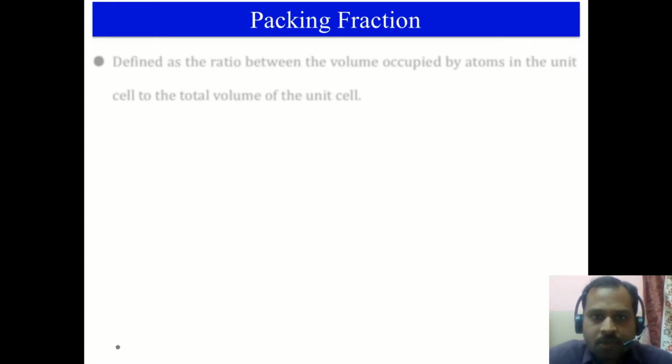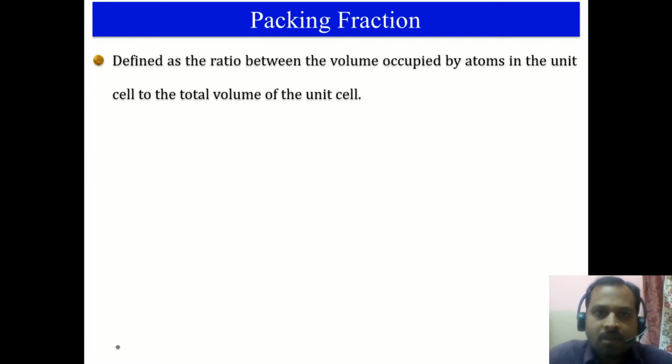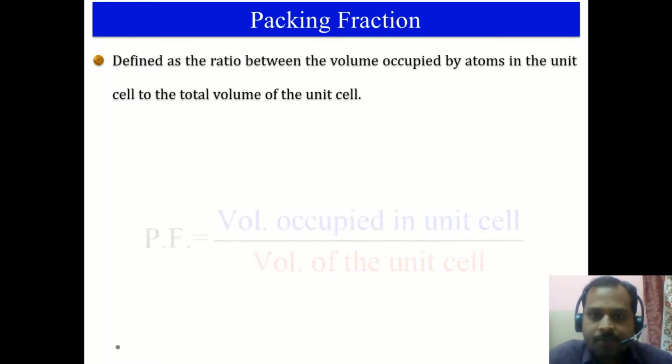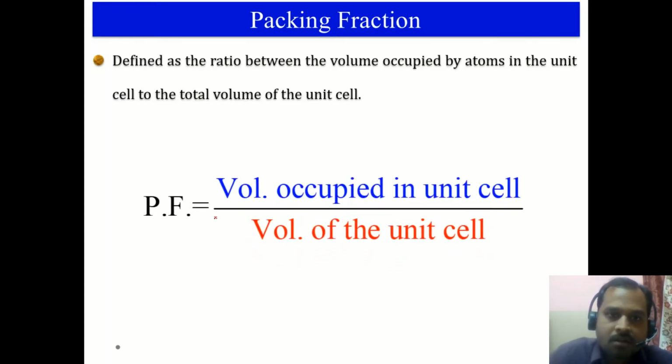Today let us discuss a few other terminologies associated with the crystal system, and the first one is called the packing fraction. As the name suggests, it decides how much the unit cell has been packed by the atoms. Mathematically, it is defined as the ratio between the volume occupied by the atoms in the unit cell to the total volume of the unit cell. So this is how we can write the packing fraction. It is the volume occupied in the unit cell by the atoms to the volume of the unit cell.